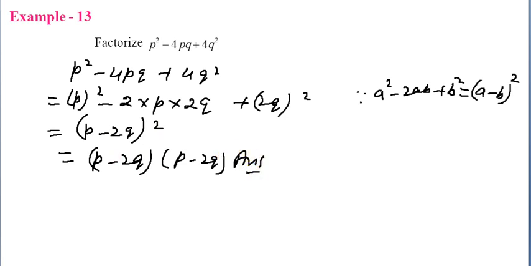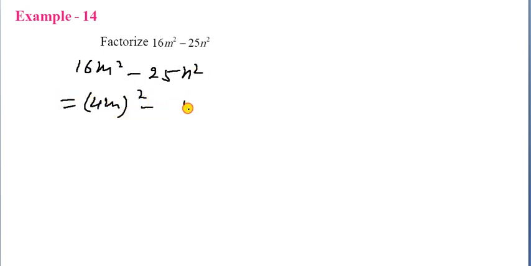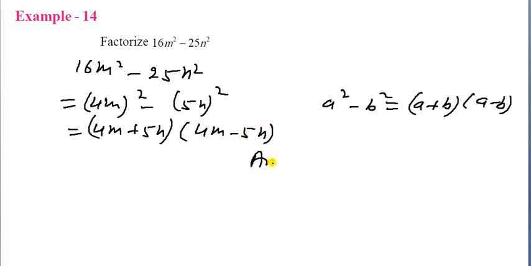It's very simple. Let us see the next one. Factorize this one, that means 16m square minus 25n square. So it is 4m whole square minus 5n whole square. So we can use the identity a square minus b square is equal to a plus b and a minus b. Let us see what will happen in this. First we add, 4m plus 5n, and in the second we subtract, so it is 4m minus 5n, and that one is your answer.